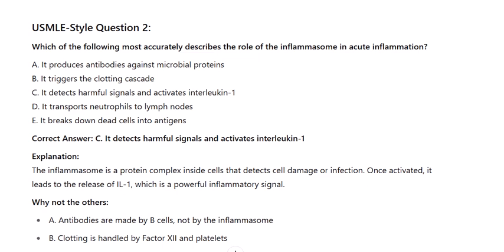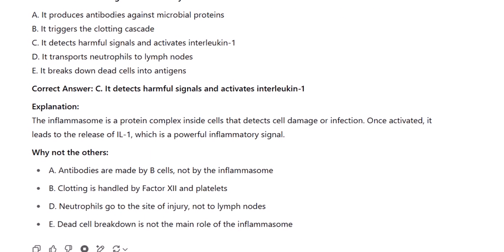Why not the others? A. Antibodies are made by B cells, not by the inflammasome. B. Clotting is handled by factor 12 and platelets. D. Neutrophils go to the site of injury, not to lymph nodes. E. Dead cell breakdown is not the main role of the inflammasome.